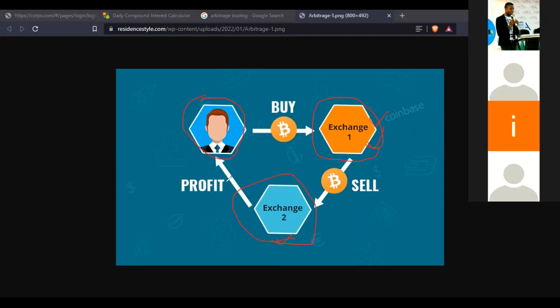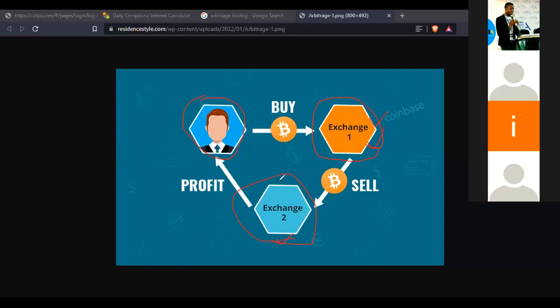So this is basically all I can say on what arbitrage trading is all about and how you can use it to your own benefit. With this in mind, it means that you can actually go source that.